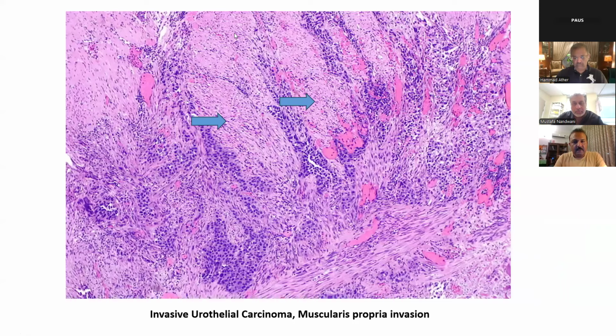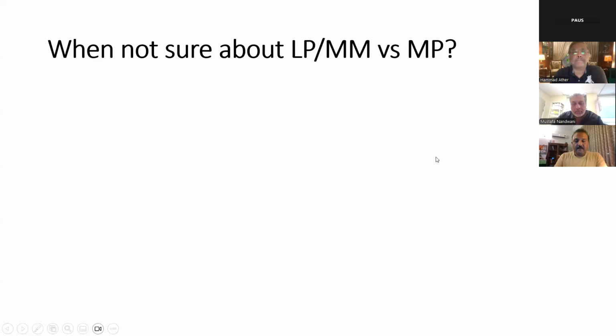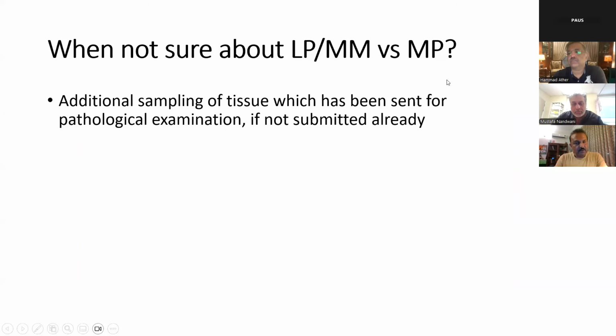And this is a muscle invasive bladder cancer. You can see thick muscle bundles, these pink bundles, and in between you can see the tumor nests. But sometimes the pathologist cannot distinguish between muscularis mucosae versus muscularis propria invasion. Sometimes it is difficult. And most of the cases can be solved by performing additional sampling.